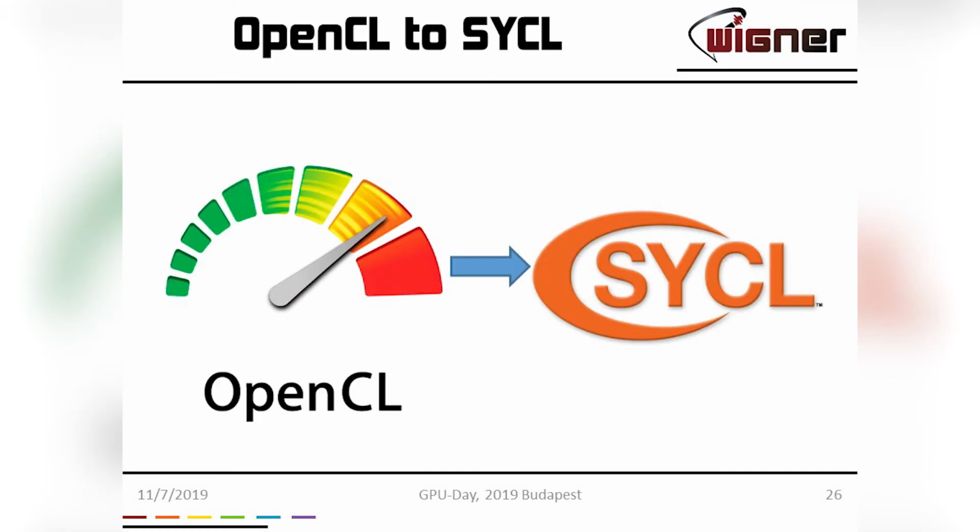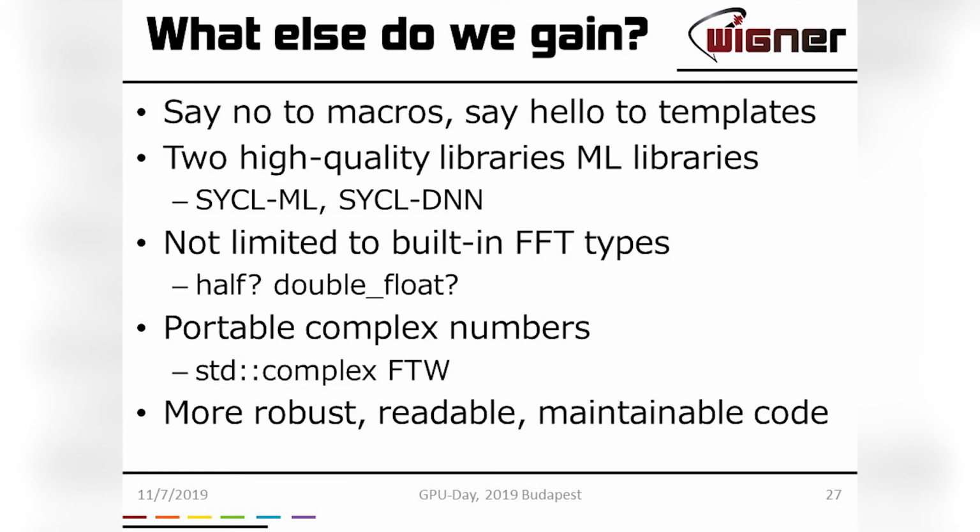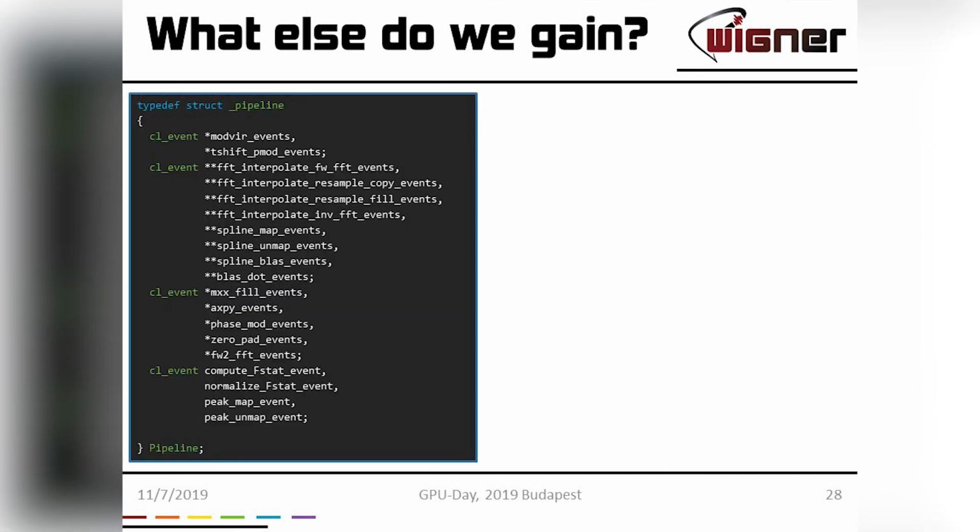Future directions. To get type genericity, we want to move from OpenCL to SYCL, so we can use templates instead of macros. And we also get a few high-quality machine learning libraries like SYCL-ML and SYCL-DNN, which were not mentioned in the morning slides. Not to mention that we can use any arbitrary type. We get std::complex, which is portable, and we'll get more readable, robust code.